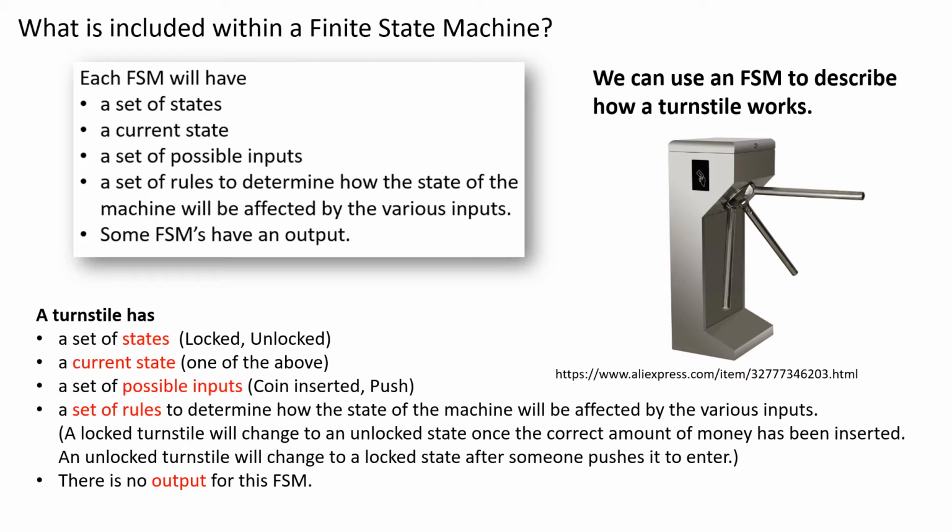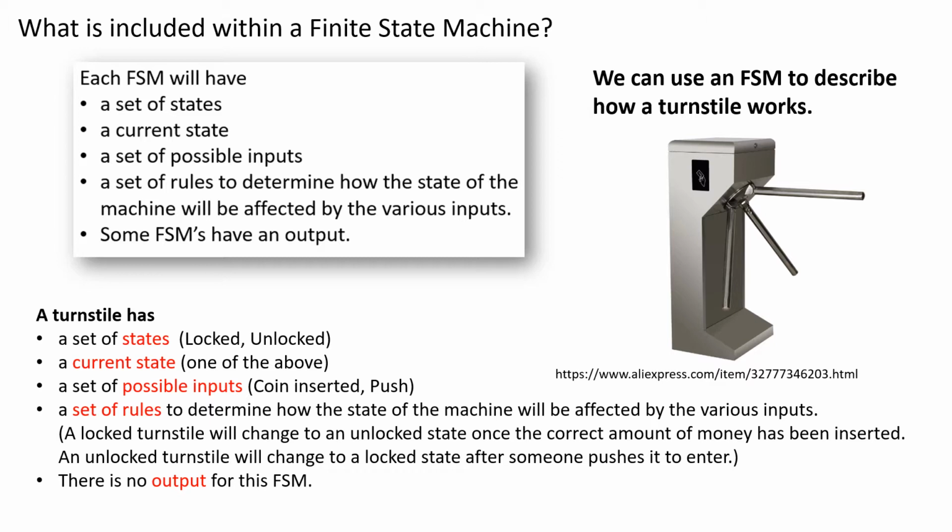Okay, now there has to be a set of rules that's going to determine how this machine is affected by the inputs. So let's think about this here. For this particular example, a locked turnstile will change to unlocked as soon as that coin is put in, right? And here it says once the correct amount of money has been inserted. Remember that we're staying real simple and just saying there's going to be some coin that gets entered. So once this coin is entered, then a locked turnstile will change to an unlocked state.